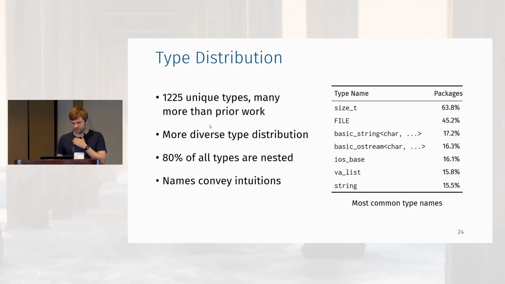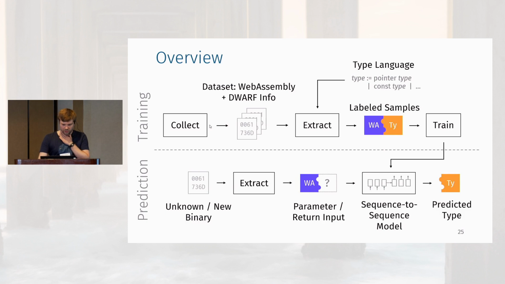And here you see the top most common types in our data. So stuff like size_t, file handles, input-output streams of the C++ library, etc. Right? And those are all useful intuitions to convey to a reverse engineer. Okay, back to the overview.